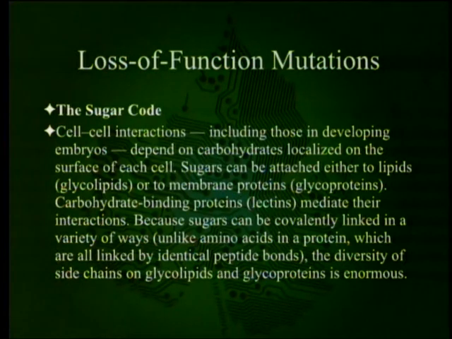Then there's the sugar code. Cell-cell interactions, including those in the developing embryos, depend on carbohydrates localized on the surface of each cell. Actually, stacks of carbohydrates. Sugars can be attached either to lipids, glycolipids, or membrane proteins, and they can also be attached to each other in little lines or trees. Because sugars can be covalently linked in a variety of ways, unlike amino acids in a protein, which are all linked by identical peptide bonds, the diversity of side chains on glycolipids and glycoproteins is enormous.